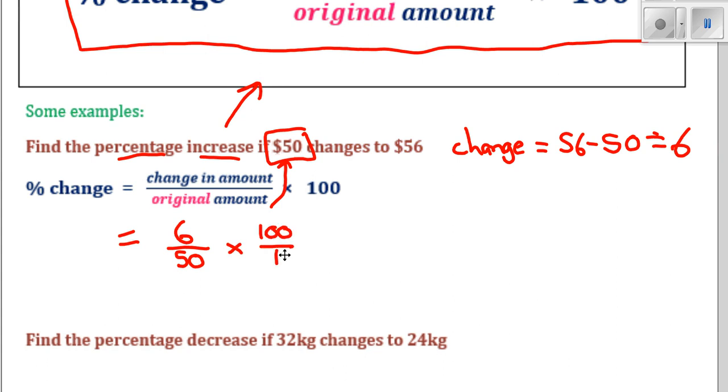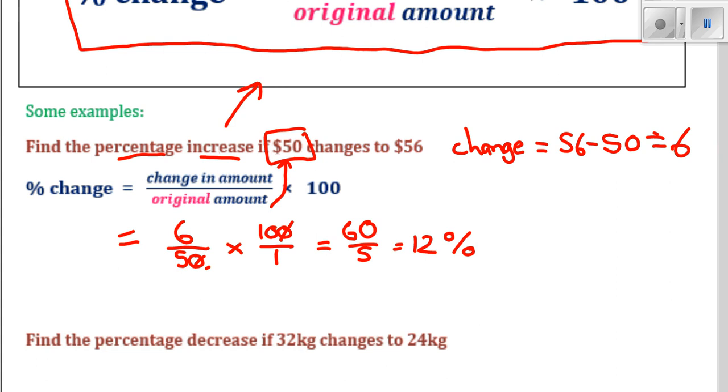You could cancel down a 10, divide these by 10, and cancel diagonally. 6 times 10 is 60, over 5, which is 12. Is it dollars? What is it? Find the percentage increase, so it's a percent. So that was a 12% increase. So change in value over the original, always over the original, times by 100.